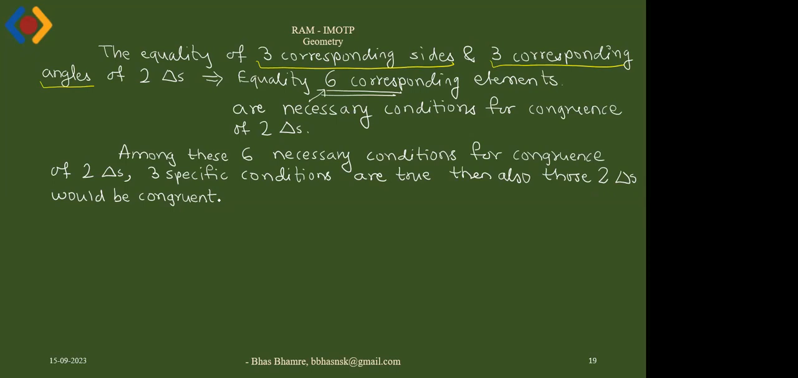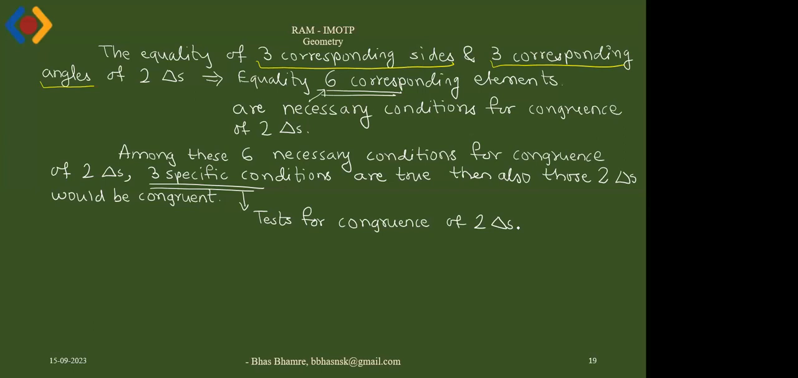And we call such specific conditions, these specific conditions, we term them as the tests for congruence, according to the language of the textbook I am using. So these are the tests for congruence of two triangles. According to the theoretical background, one is an axiom, the others are theorems. But we are not going to prove them.